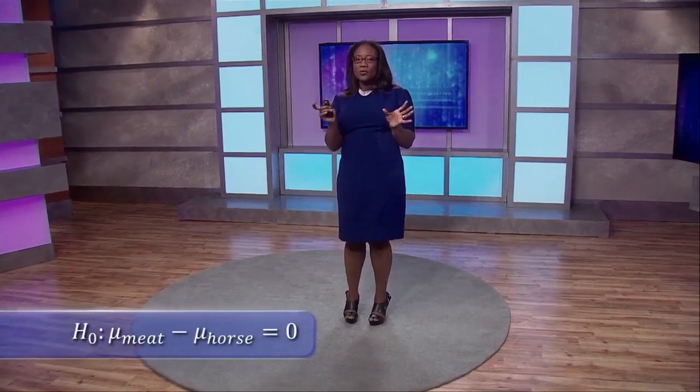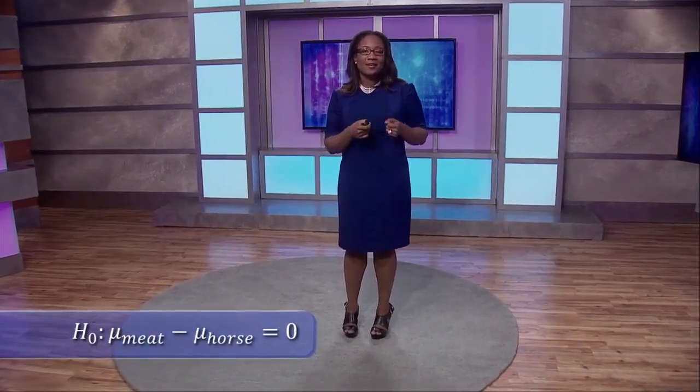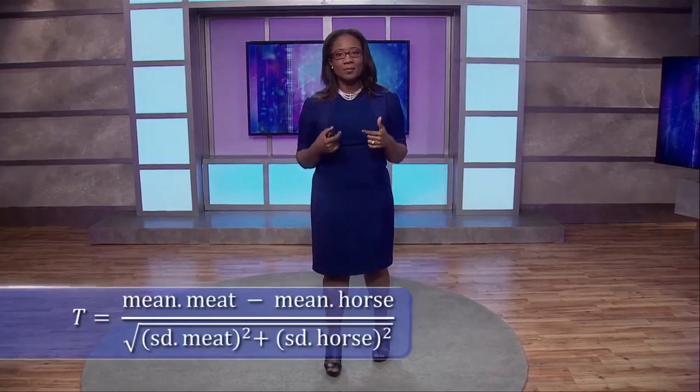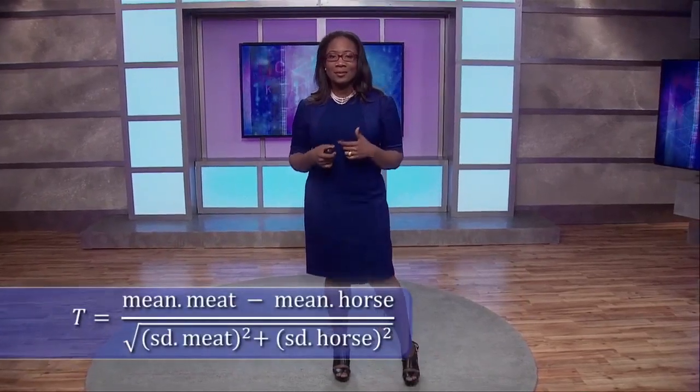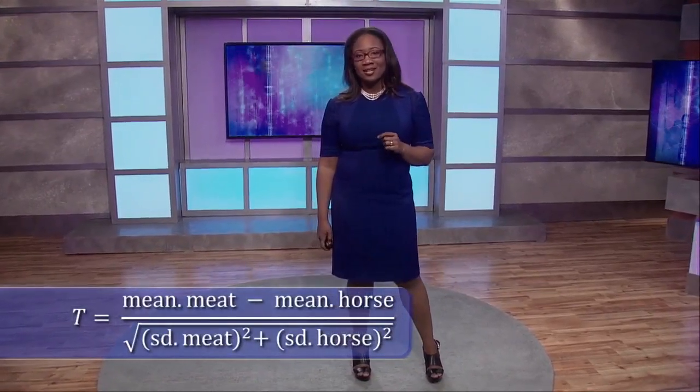Now, testing whether these two means are equal is equivalent to testing whether their difference is equal to 0. Imagine I just moved horse over to the other side, subtracted it from both sides. So now we're testing the difference equal to 0. So this test statistic is now using the difference between the sample means, so x bar of meat minus x bar of horse, and we're actually going to rescale it by the variance to get our sample statistic.